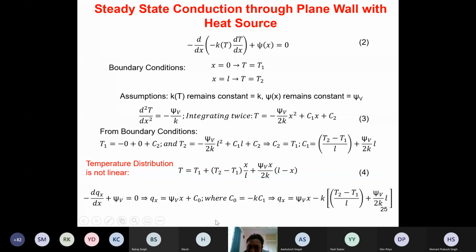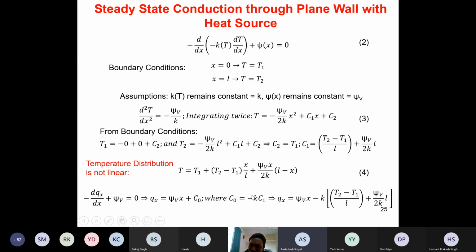Not able to see this? Are you able to? Partially able to see it because k was multiplied up there. But the minus sign will also be there because here in d square T by dx square there is a minus sign. Remember, d square T by dx square equals minus psi v by k. And here you can see qx: dqx by dx will be just psi v. So there will be a minus sign, therefore C naught is going to be minus kC1.